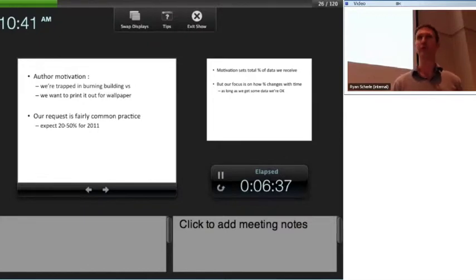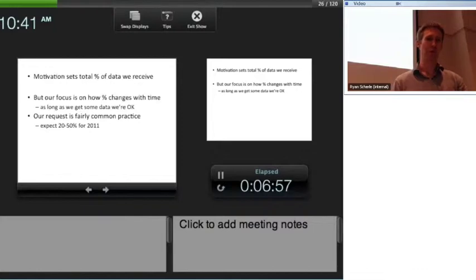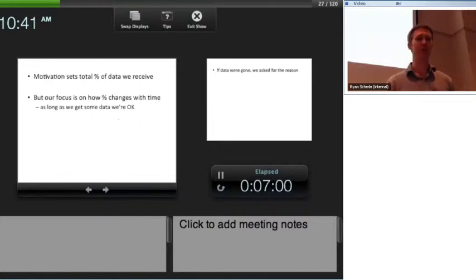So our request is very common practice, and in the previous study where we emailed authors and asked for data sets, we found somewhere between 20 and 50% is what we'd expect in terms of a response rate that leads to us getting data. And that would be for the most recent year. And then presumably in the older papers, we would get a lower response rate. So the motivation would set the total percentage of data sets we receive. And our focus is on how the percentage changes with time. So as long as we get some data right at the beginning, we're okay.